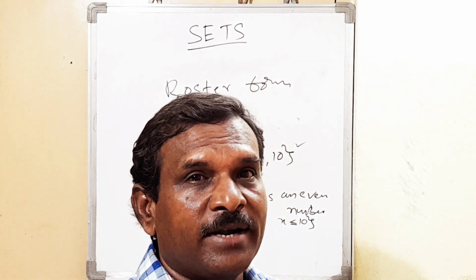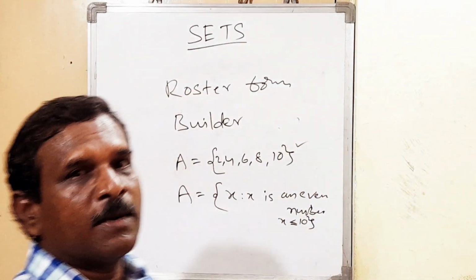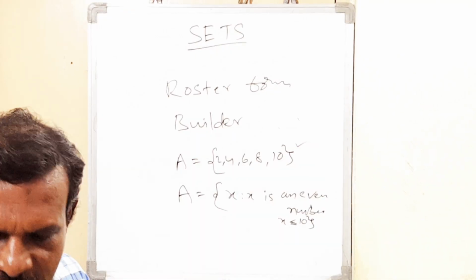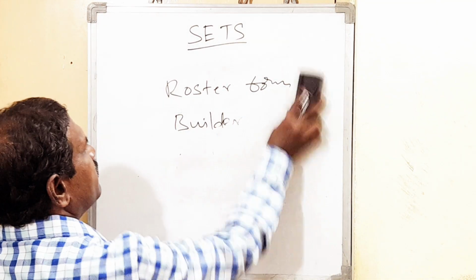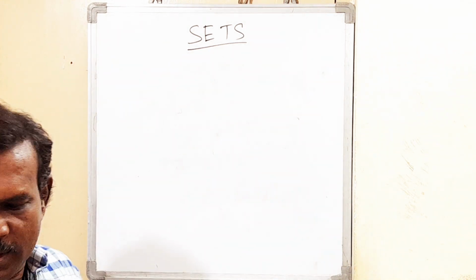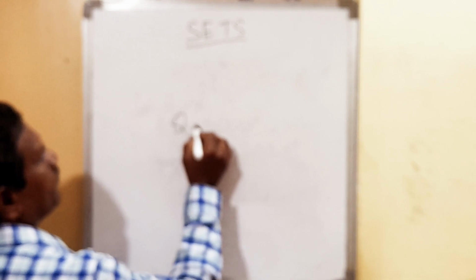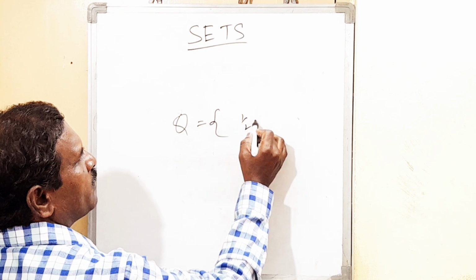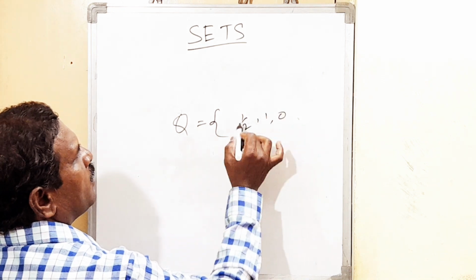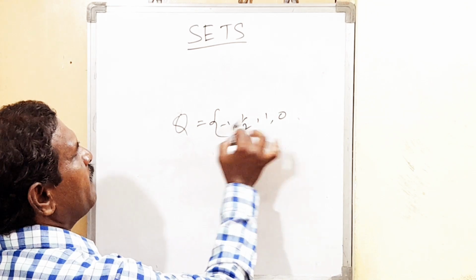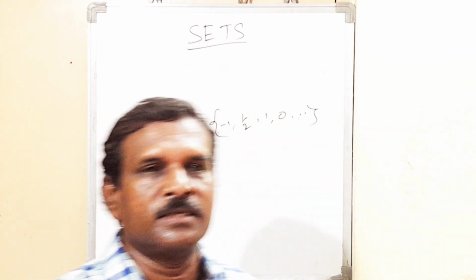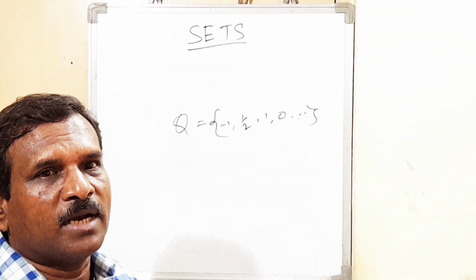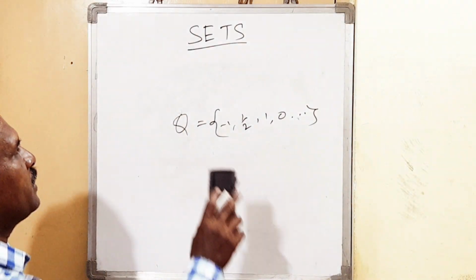Is it possible to write all the sets in the roster form? No, not possible. Suppose I take the set of rational numbers, you know rational numbers, the numbers which can be expressed in p by q form, and q is not zero. But writing the list is not possible. If I write like 1 by 2, 1, between 1 by 2 and 1, there are infinitely many rational numbers. So whenever there are infinite numbers between two elements, it is not possible to write in the roster form.